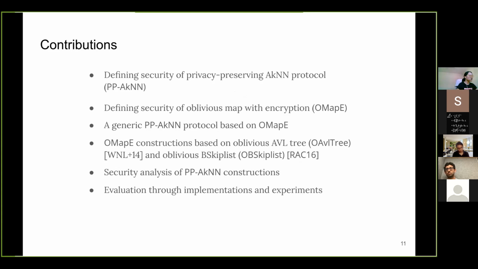And our contributions of this work include defining security of privacy-preserving AKNN protocol, PPAKNN, defining security of list map with encryption, OMAP, and proposing a generic PPAKNN protocol based on OMAP, and then proposing OMAP constructions based on two oblivious map instantiations. One is based on oblivious AVL tree, and the other is oblivious B skip list. Then we analyze the security of PPAKNN constructions and evaluated the constructions through implementations and experiments.